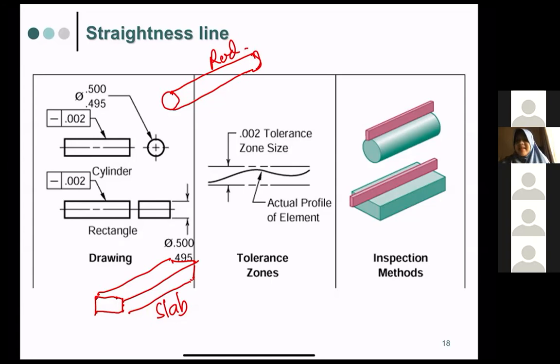One more question. Since 0.002 is the tolerance for straightness, what are 0.5 and 0.495? What is that for? 0.5 and 0.495 is actually the diameter. So the actual diameter should be between 0.495 and 0.5. I don't know the unit, maybe inch or millimeter, need to check that one. But this is actually the diameter.